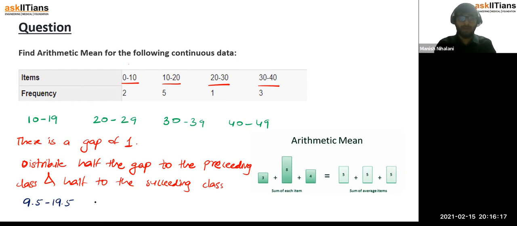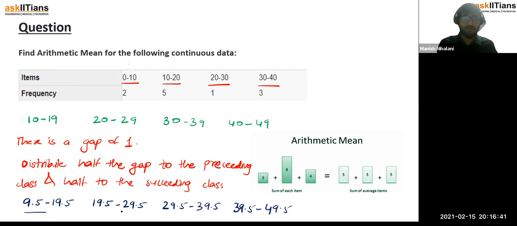So this would become 19.5 to 29.5, right? Again this would become 29.5 to 39.5. This would become 39.5 to 49.5, right? Because 0.5 is being distributed to this and 0.5 to this. This is how you make a frequency distribution which is not continuous, continuous. You make it continuous by distributing the gap equally among the preceding class and succeeding class. It's as simple as that.